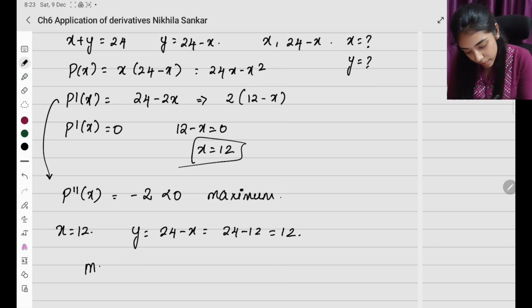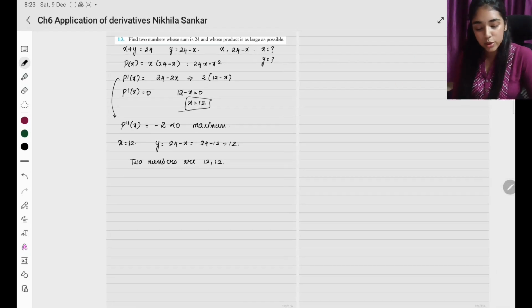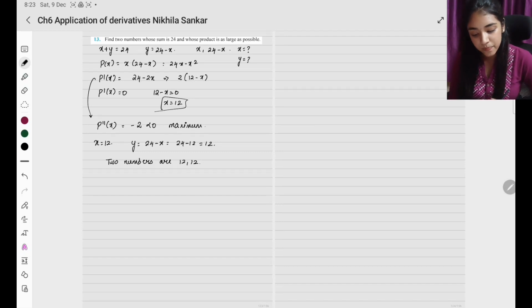So my two numbers are 12, 12. So these are my two numbers. புரிஞ்சுதா? Very simple question. Please copy. இவ்வளோ நேரம் நம்ம இவ்வளோ sum போட்டதில் this has now become very very easy.